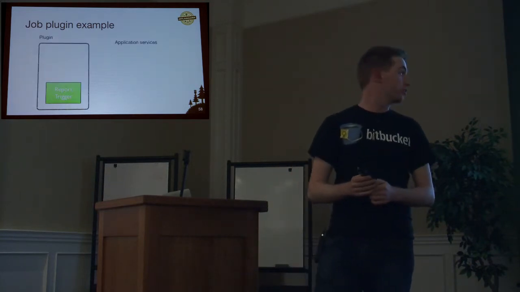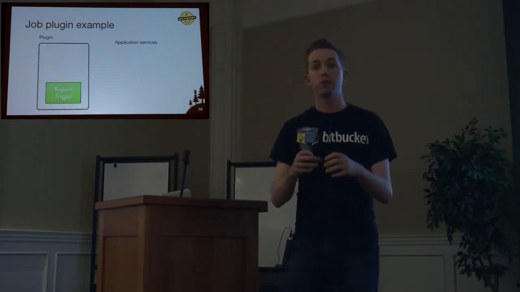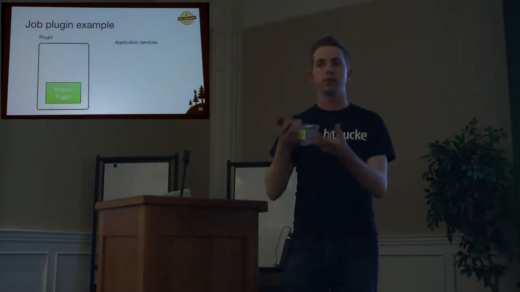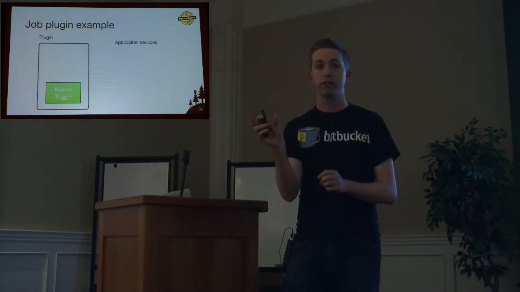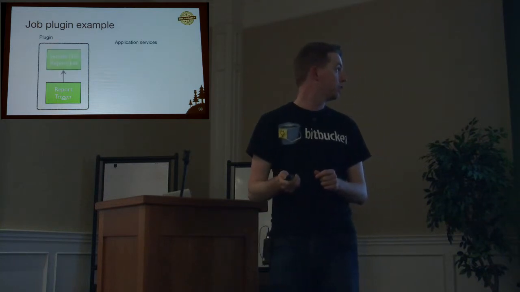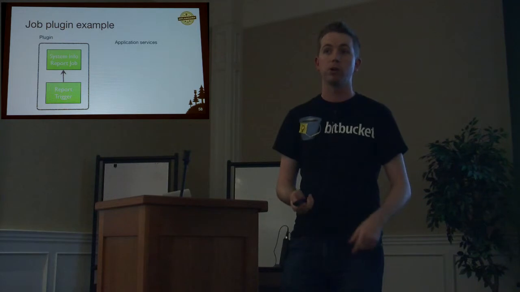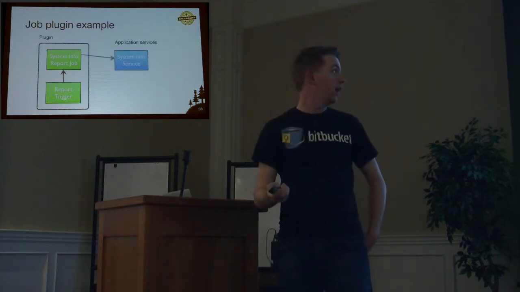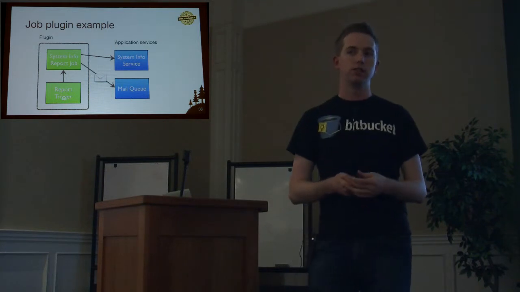So the way a scheduled job plugin works is it starts with a trigger. The trigger module is responsible for kicking off the scheduled task at a particular time. So in our case, it will have a cron expression that says start this job at 6 a.m. every morning. The trigger kicks off the actual job code, which is a separate module in the plugin. And our job queries the system information service and sends off an email similar to the other plugin.